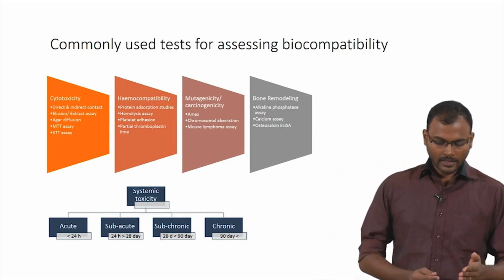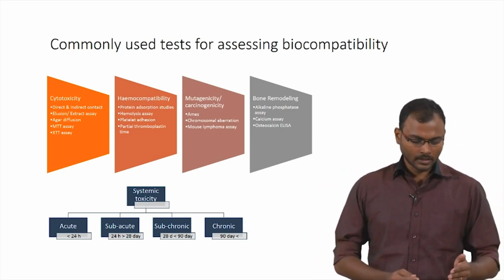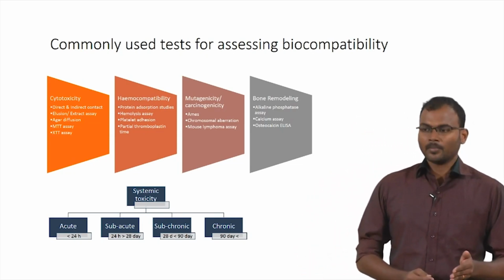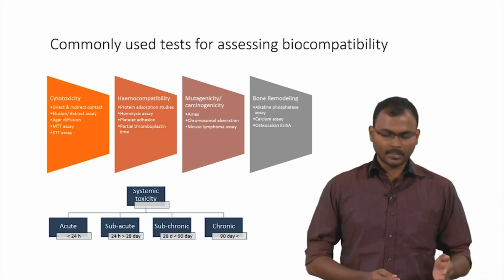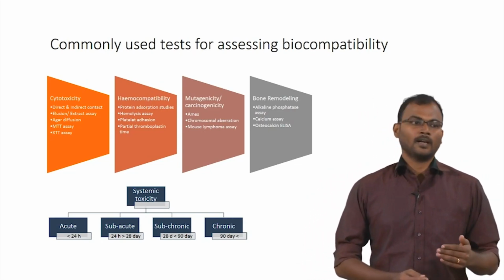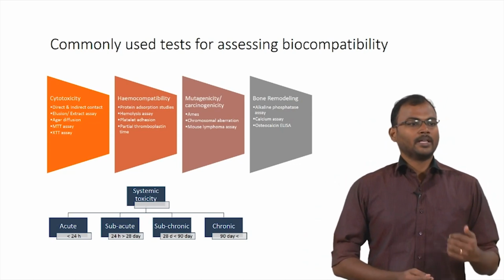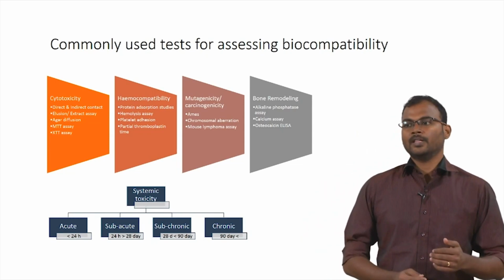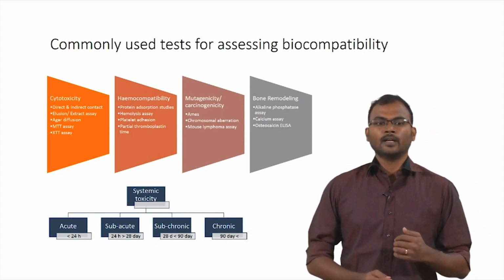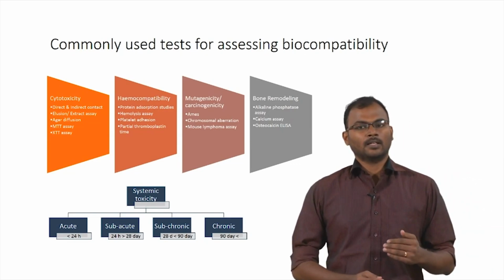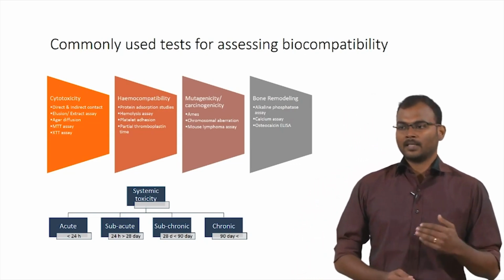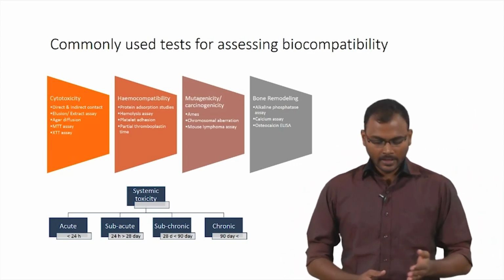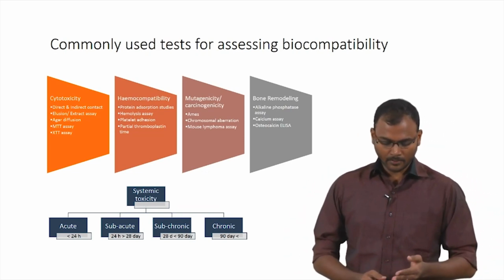In cytotoxicity, I will explain all the assays in detail. It has direct and indirect contact and a couple of experiments, the MTT assay and XTT assay, which are used for calculating how toxic your material is to the cells. Hemocompatibility experiments will tell you whether your material is causing any damage to the blood cells, or leading to any platelet aggregation or blood clot formation. For mutagenicity and carcinogenicity, there are the Ames test, chromosomal aberration and the mouse lymphoma assay.